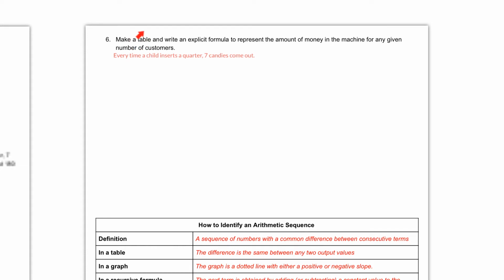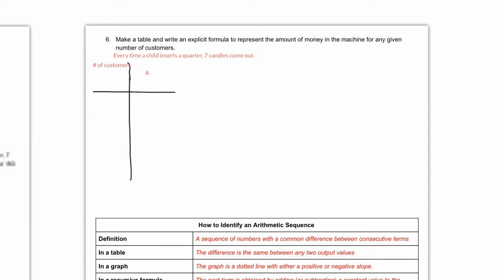So let's start with our table. So let's create our table. And remember, when we make a table, we need to make sure that we're labeling our columns, so our independent and our dependent variables. Our table wants to represent the amount of money for the machine for the number of customers. So again, our independent variable is going to be that number of customers. So we'll do number of customers. And then we will also do our dependent variable, which is going to be the amount of money in the machine.